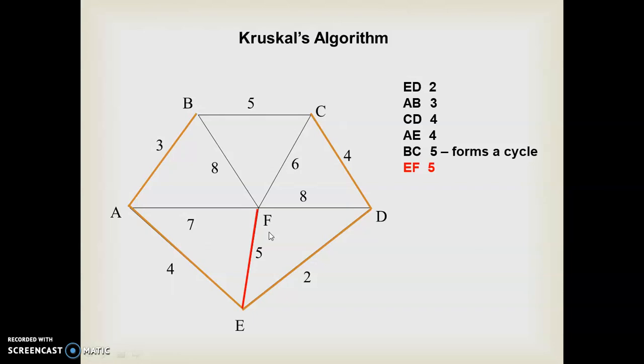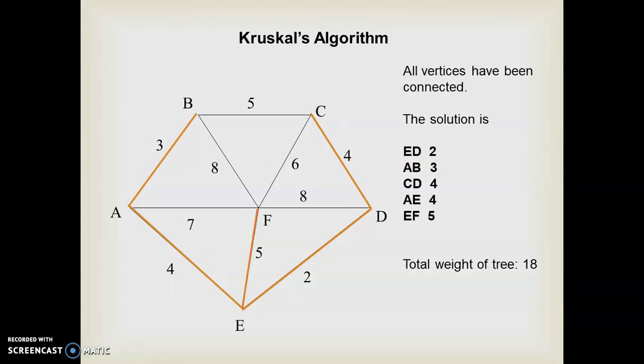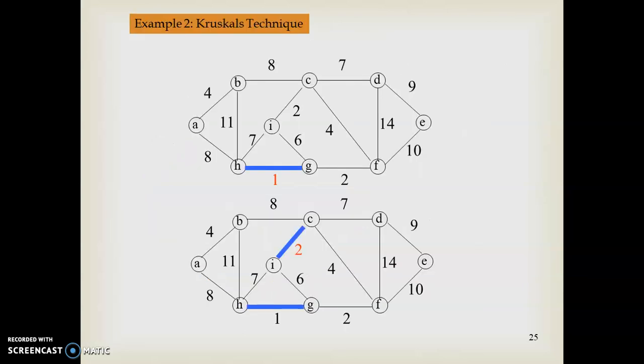On top of that, I check whether all vertices are connected or not. So all vertices are included with the minimum number of edges. The total weight of my tree is 18, which is equal to the Prim's technique. Let us see another example. So this is my graph.